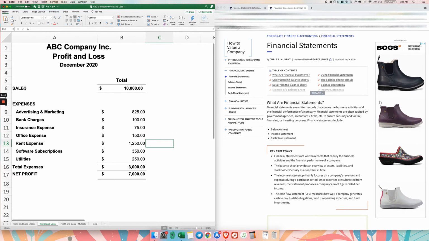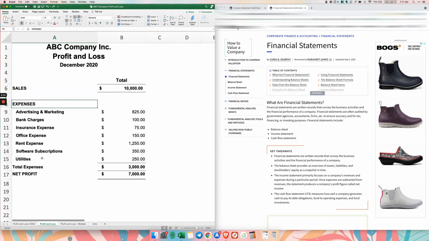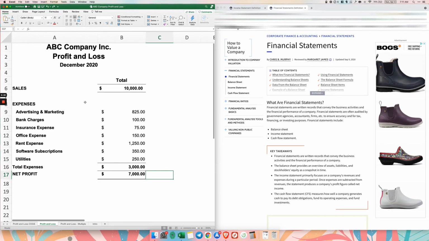So again, sales, expenses, total expenses, and then net profit. It's just $10,000 in sales minus $3,000 in expenses, so you get a net profit of $7,000. This is what a service-based business's income statement will look like. If you sell services, like graphic design, this is what your income statement would look like.